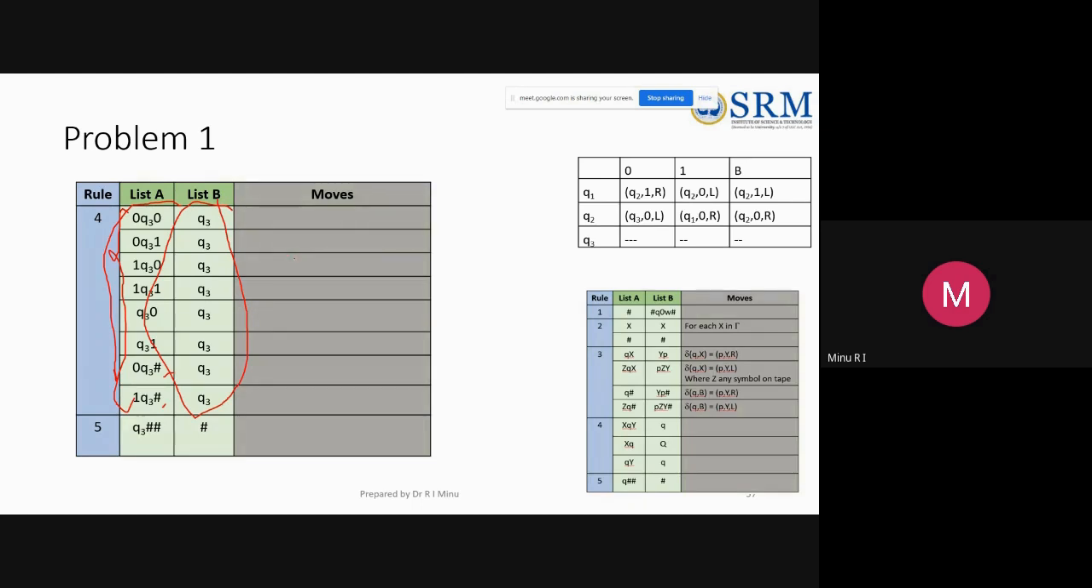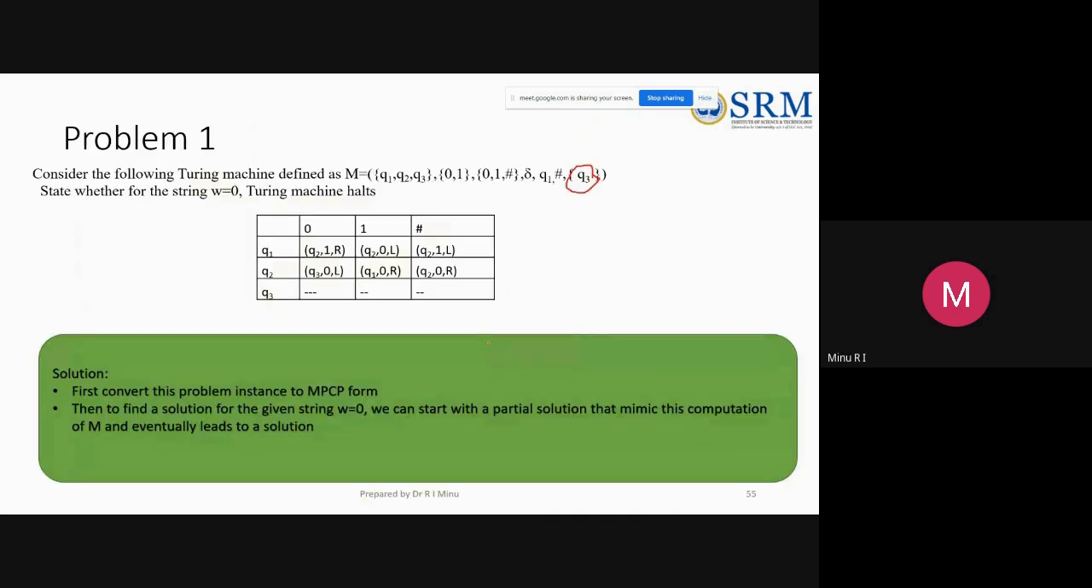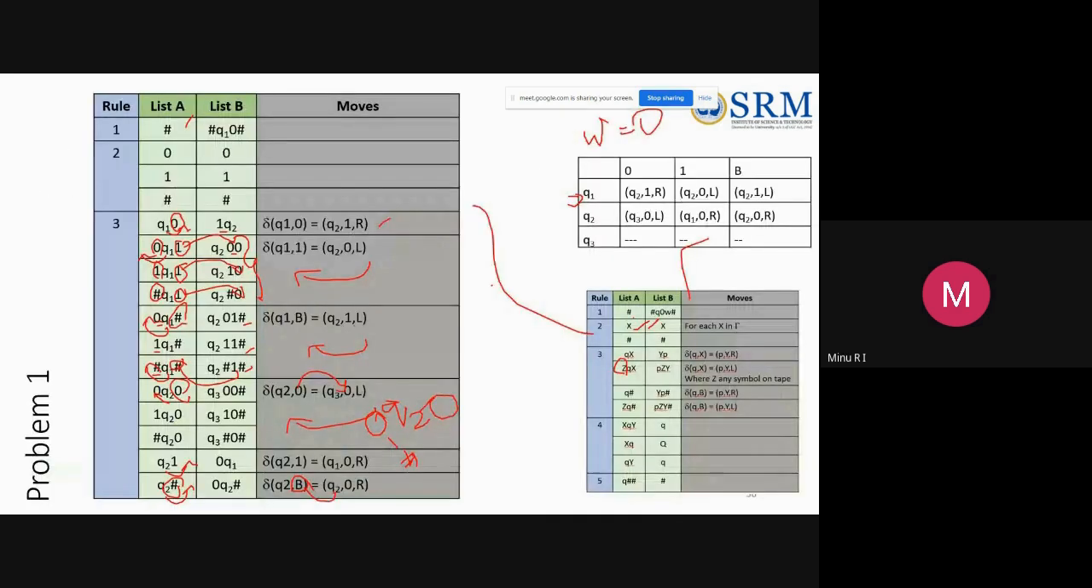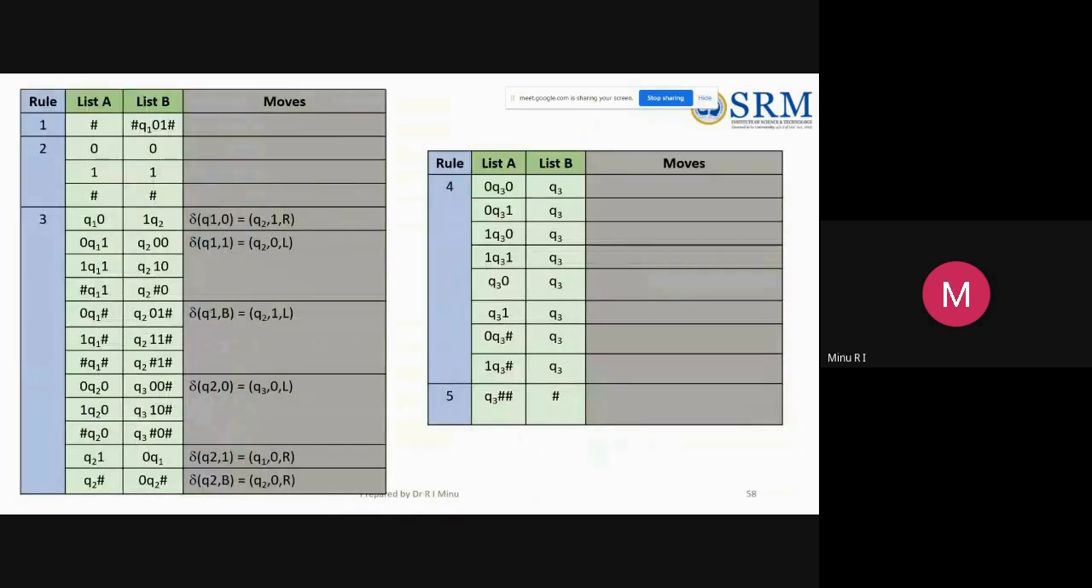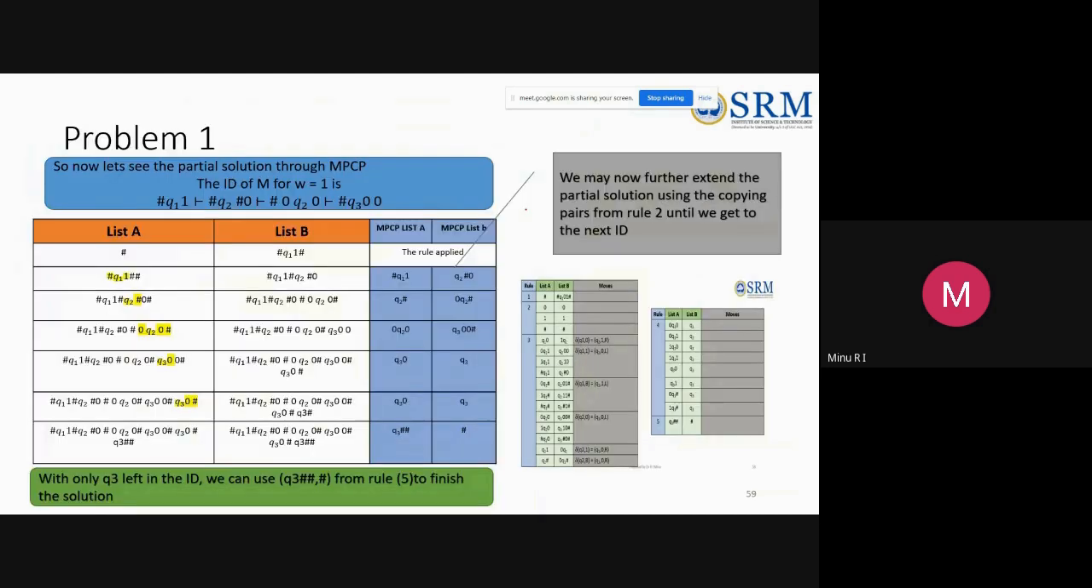And my rule 5 finally is like Q3. This must be my final state. So Q3 hash hash hash. So with the help of the set of rules given, I have converted my Turing machine into a PCP list. So this was the entire list. Now for this list, we have to create a transition.